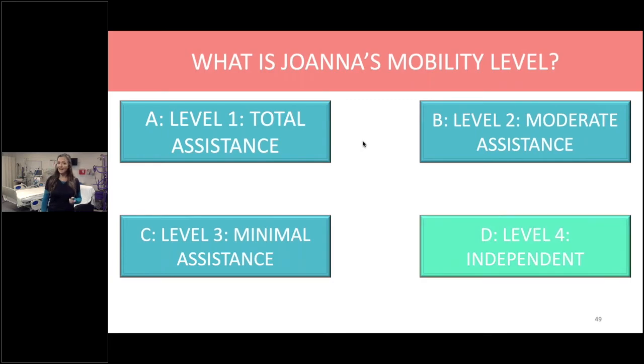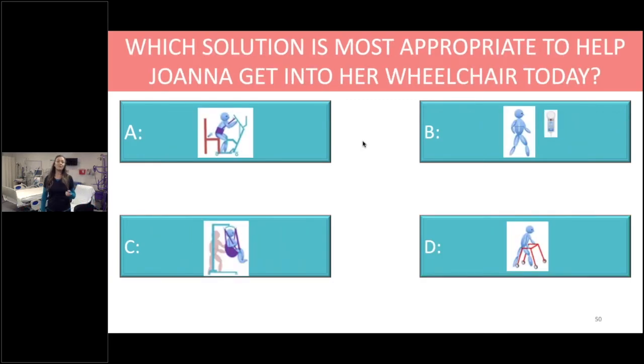The answer is D, independent. She could pass all steps without difficulty. Which solution is most appropriate to help her get into the wheelchair today? Is it a powered device? Is it a seated sling? No equipment, or a walker? The answer is no equipment necessary.